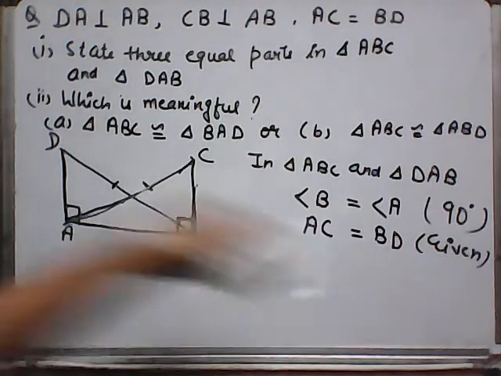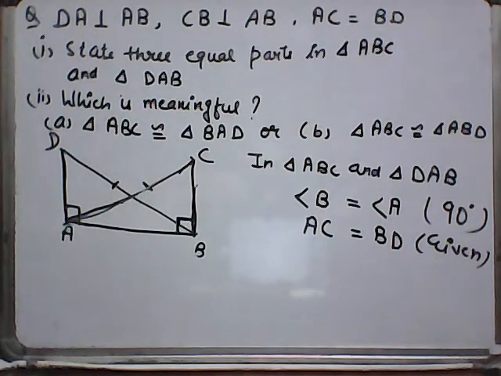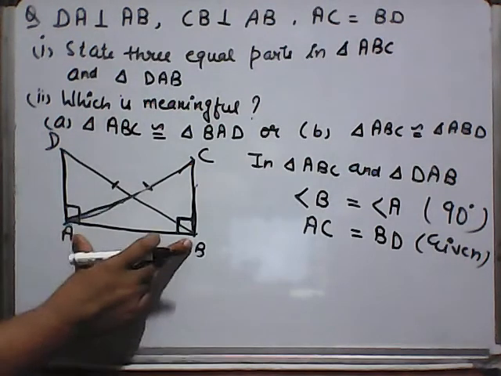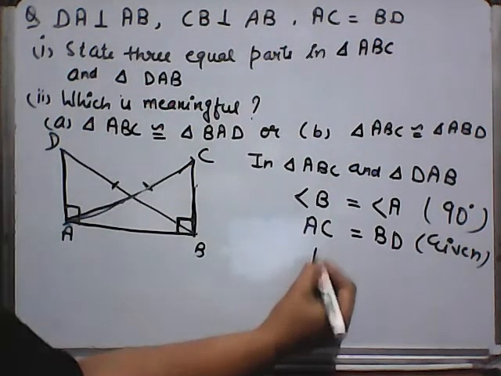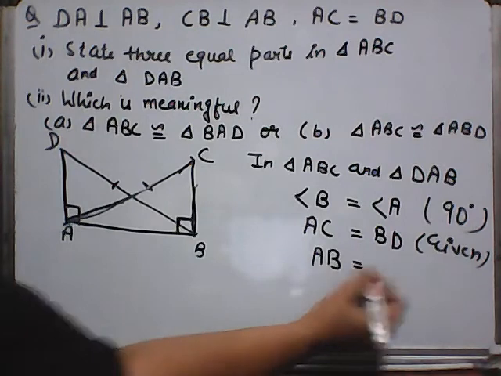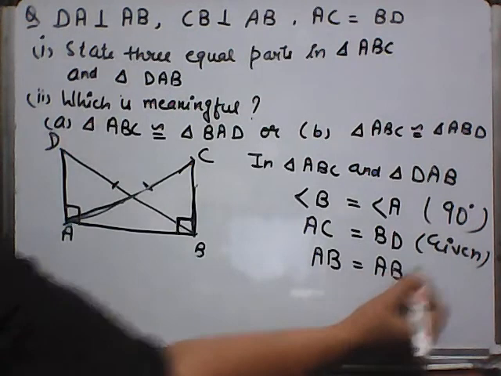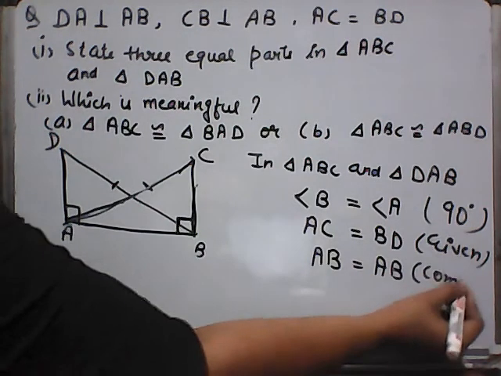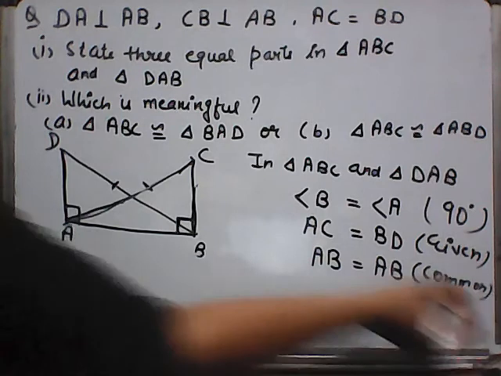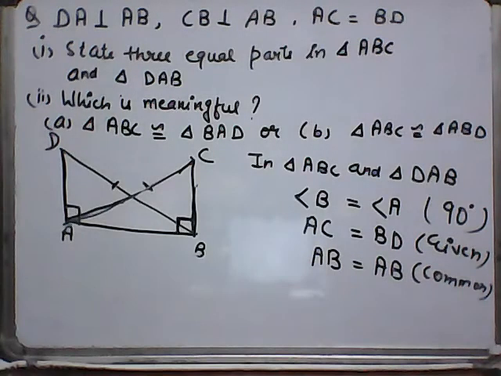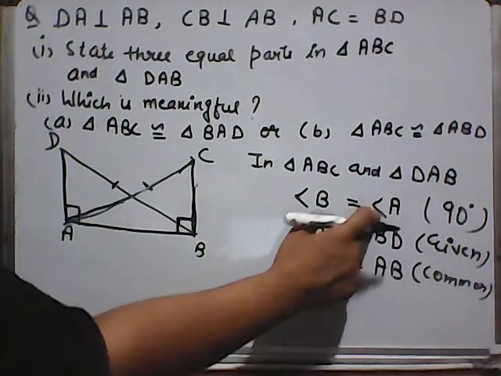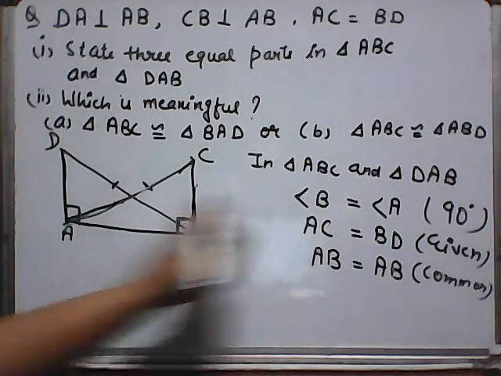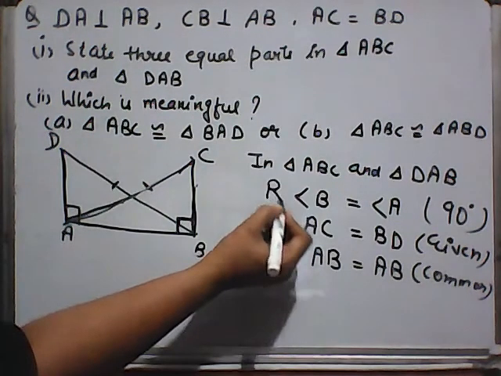Now, we can see in triangle ABC, side AB, and in triangle DAB, side AB, both sides are equal. AB is equal to AB as this is a common side in both triangles. So, these are the three equal parts. Angle B is equal to angle A, 90 degrees. It is a right angle triangle.